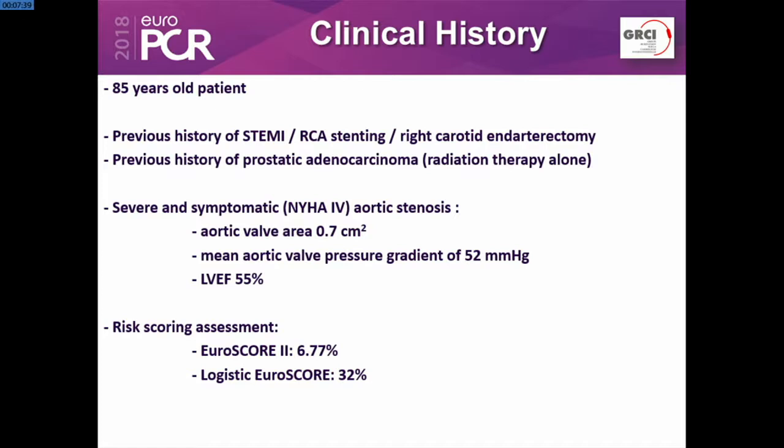This is related to an 85-year-old patient with a previous history of STEMI and right coronary artery stenting. Later he had a right carotid endarterectomy, with a past history of prostatic adenocarcinoma. He was referred to our institution because of severe and symptomatic aortic stenosis. Once the scoring assessment was done, the TAVI team decided to propose TAVI to this patient rather than surgical valve replacement.